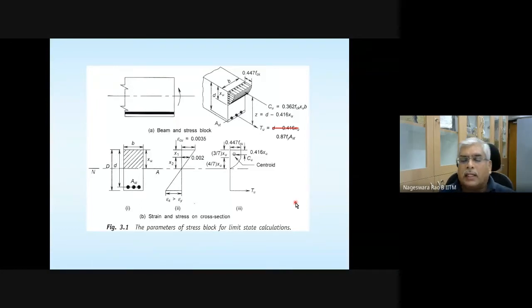Any questions here at this stage? Please make sure that everything is clear to you. Okay, if you have any questions, please raise those things at this stage.